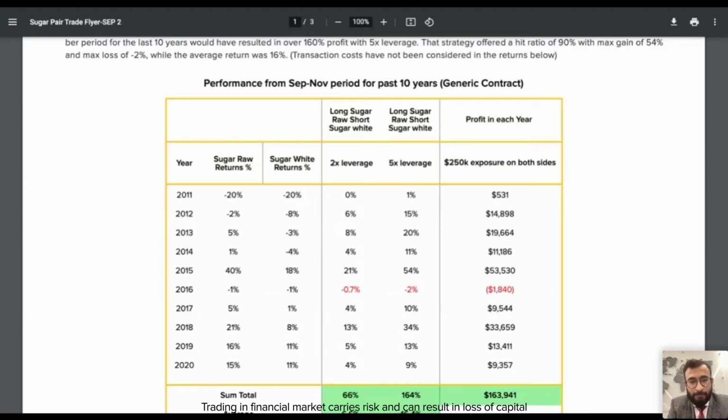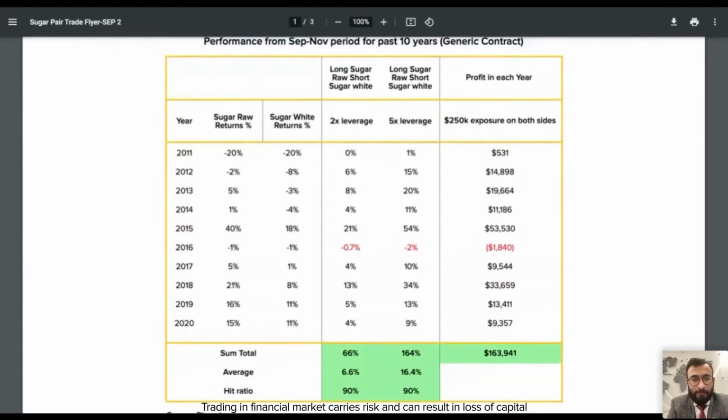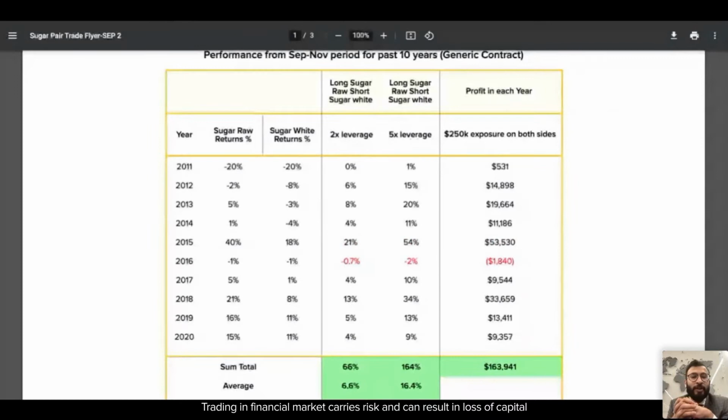Now tell me, just by looking at the first column here, which has outperformed which instrument for the maximum number of times? You can write in your chat options. From 2011 to 2020, between the percentage returns of sugar raw and sugar white, which one outperformed the other? If you think sugar raw outperformed, write sugar raw. If you think sugar white outperformed, write sugar white.